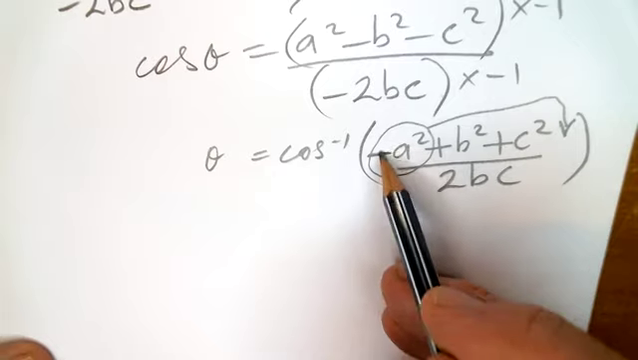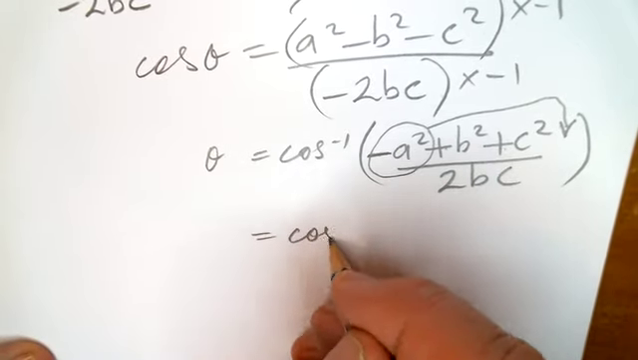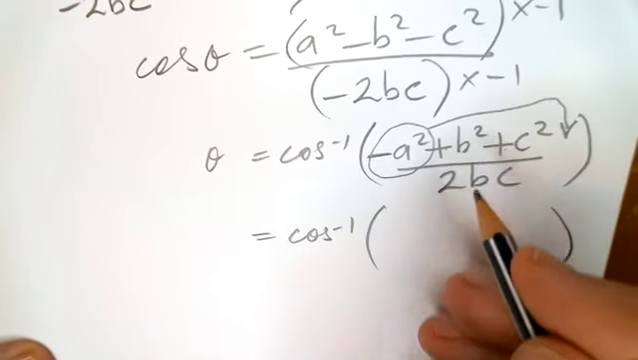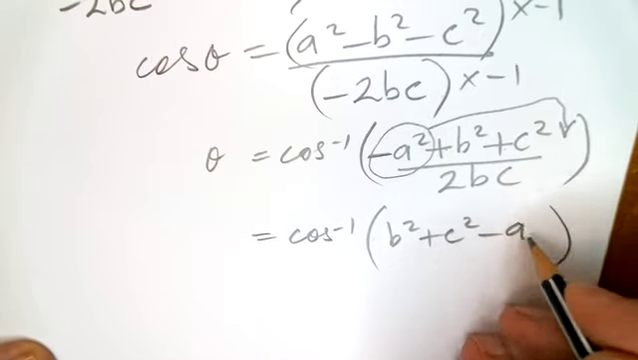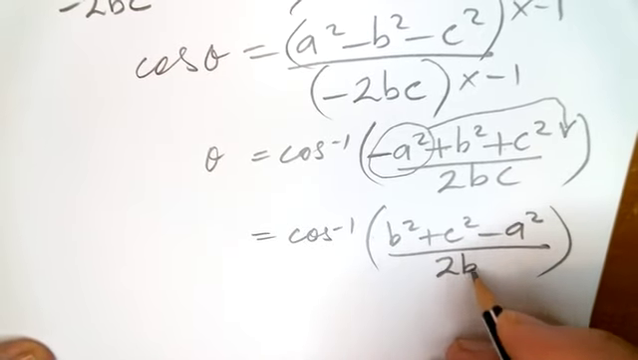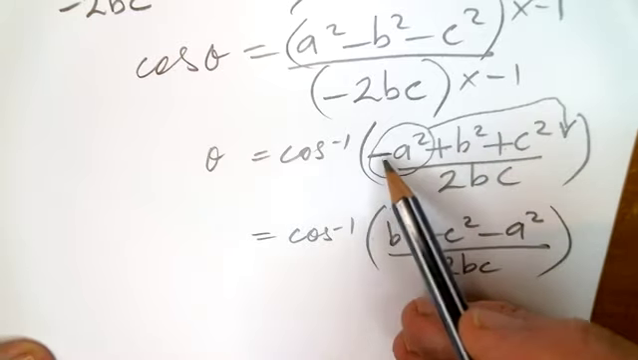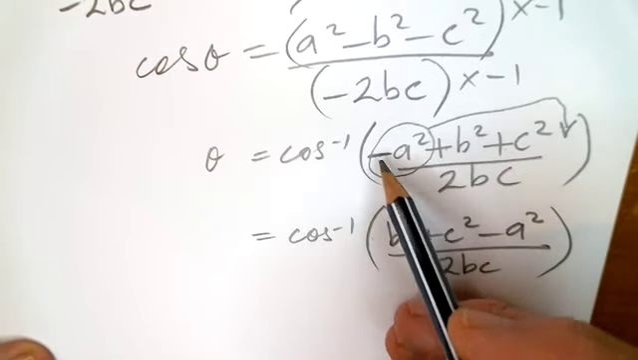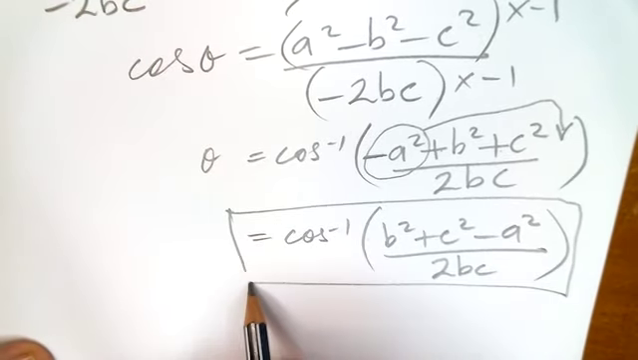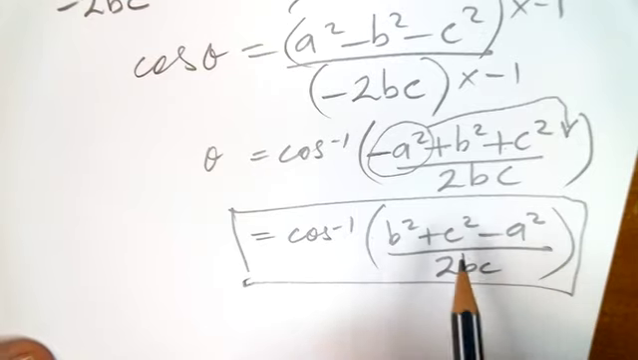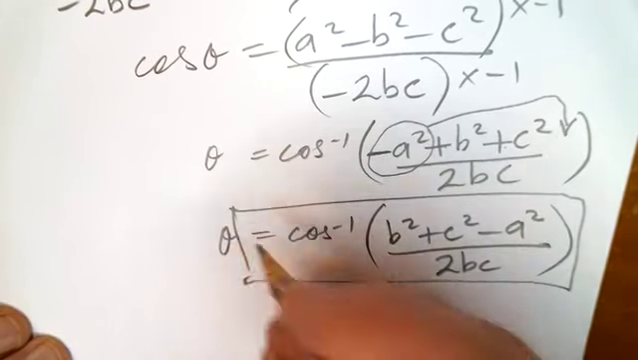Here I've got one negative and two pluses, but I want to be as succinct as possible. So what I can do, if this works out, I can go b squared plus c squared minus a squared all over 2bc. And now I've got one plus and one minus. Here I've got two pluses and one minus. So this is a more succinct way of expressing the original equation. So I would tend to use this, and that would be the way of making theta equal.